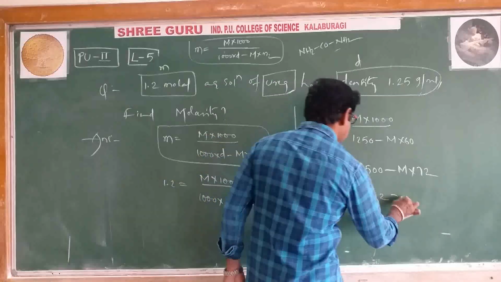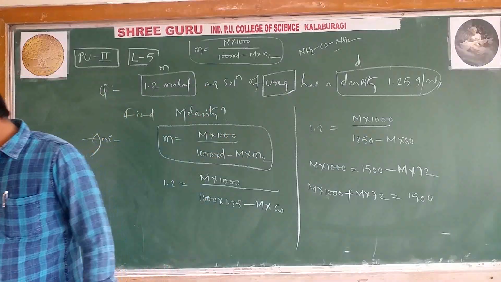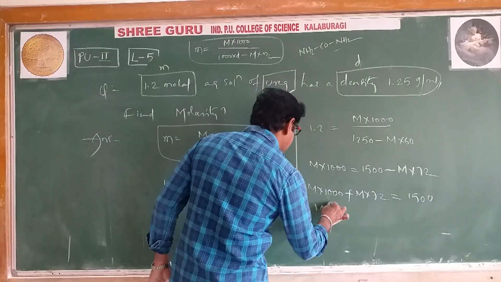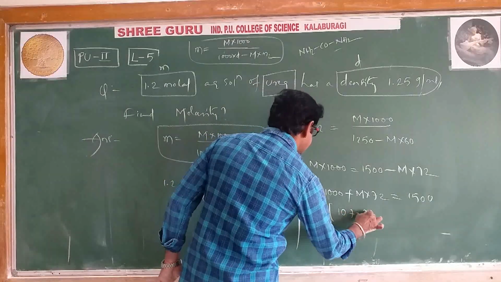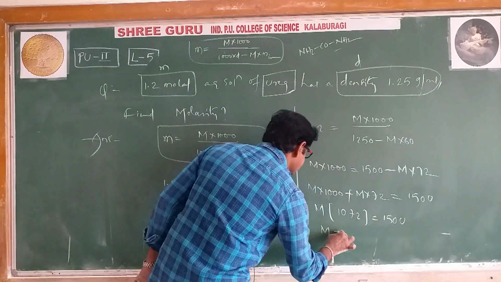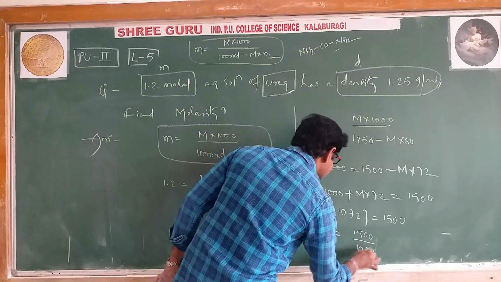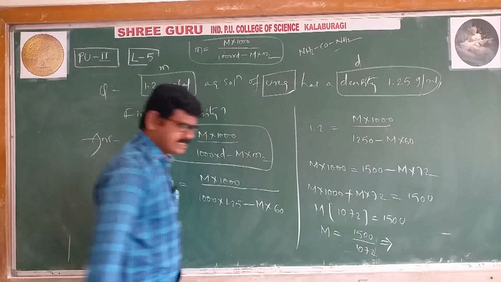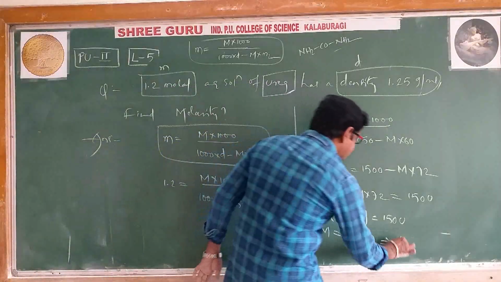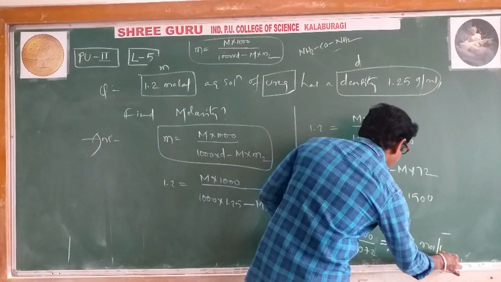is equal to 1500. Then if you add them, if you take molarity common, 1072 is equal to 1500. Therefore, molarity is equal to 1500 divided by 1072. You will get the answer 1.39. 1.39 capital M, mole per liter.